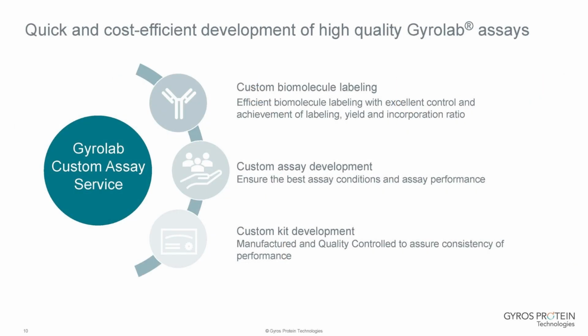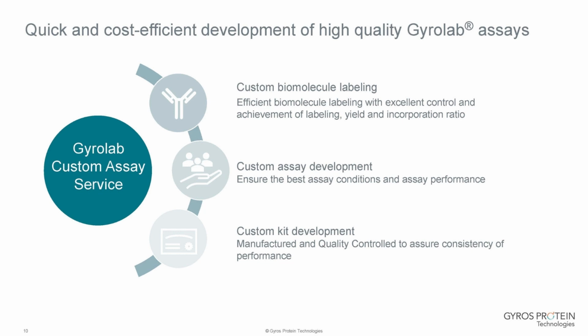Over the last year or so, we've implemented a new Gyrolab assay service. This has very much come about due to demand and requests from our customers. So we can offer custom biomolecule labeling. We can take your reagents and both Alexa label and biotinylate them, and provide you these reagents with a certificate of analysis, and we can fully characterize them based on your requirements.